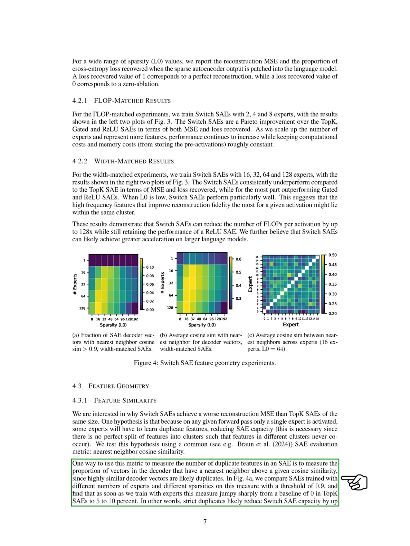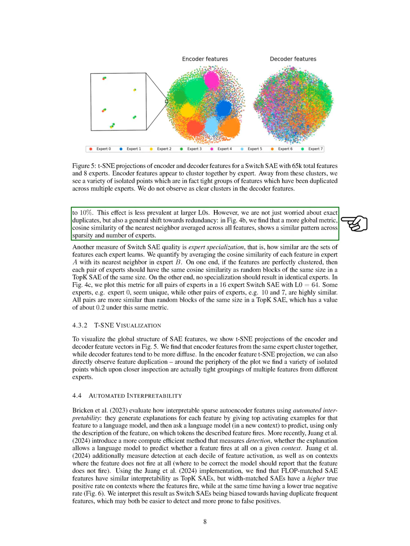Our analysis shows that as we introduce experts, the proportion of duplicates increases significantly, indicating that strict duplicates may reduce the capacity of switch sparse autoencoders by up to 10%. This redundancy effect is less pronounced at higher sparsity levels.